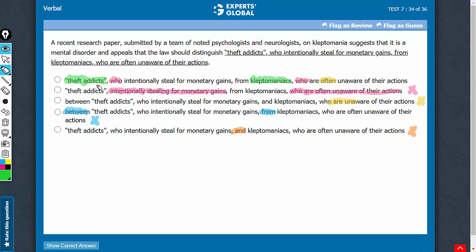So idiomatically this is correct, and then A are those who intentionally steal for monetary gains, and B are those who are often, and often has been conserved, so the intended meaning has been conserved. So kleptomaniacs who are often unaware of their actions. A is the correct answer choice.